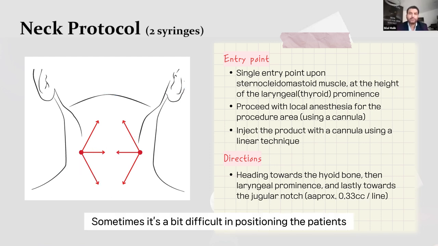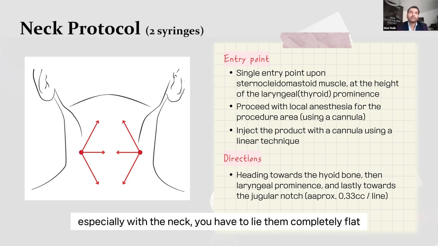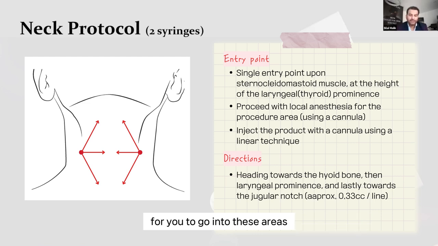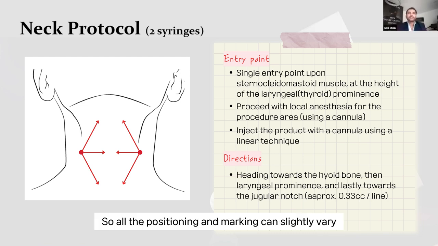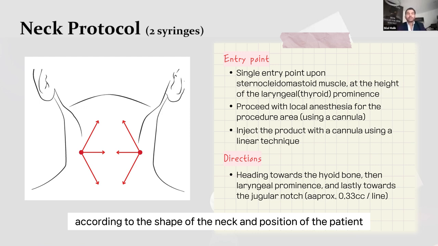And sometimes it's a bit difficult in positioning the patients, especially with the neck. So you have to lie them completely flat with no neck support, and then extend the neck back a little bit for you to go into these areas. So all the positioning and marking can slightly vary according to the shape of the neck, according to the position of the patient as well.